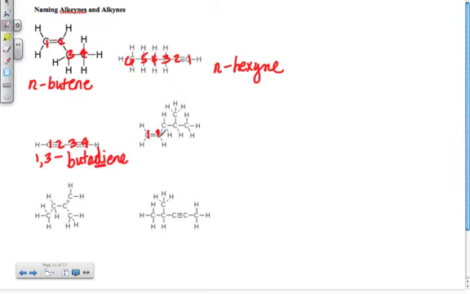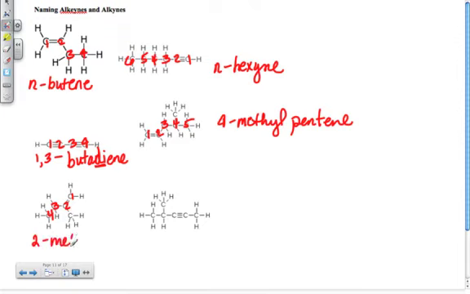Over here I've got 1, 2, 3, 4, 5. So I've got a double bond on the 1, which I don't have to worry about naming, and I've got a methyl group on the 4. So this is simply 4-methyl pent, and it's ENE because there's a double bond. Down here I've got 1, 2, 3, 4. Continuous chain. Again, I've got a double bond on the first carbon, but I've also got a methyl group on the second, so this is 2-methylbutene.